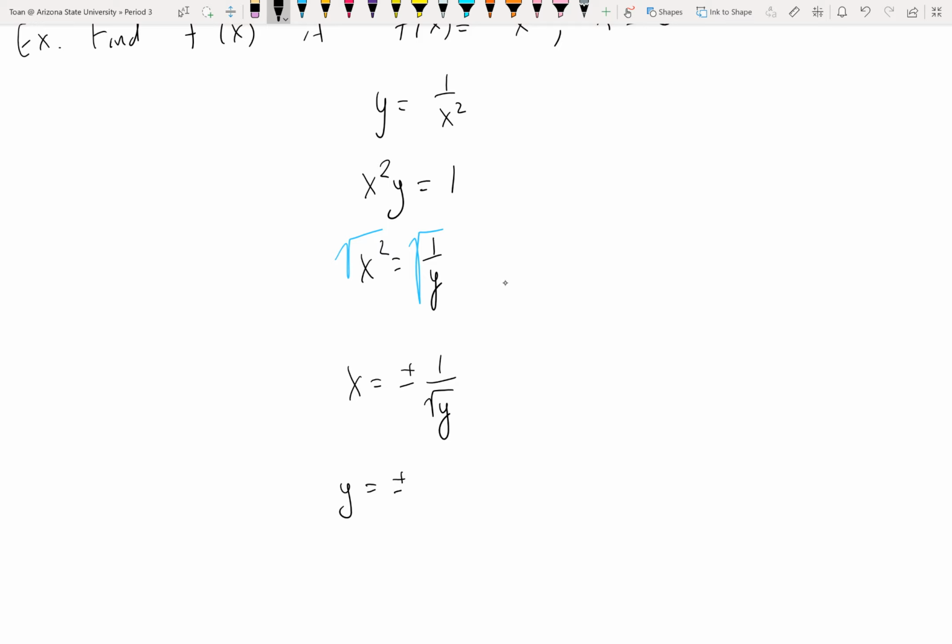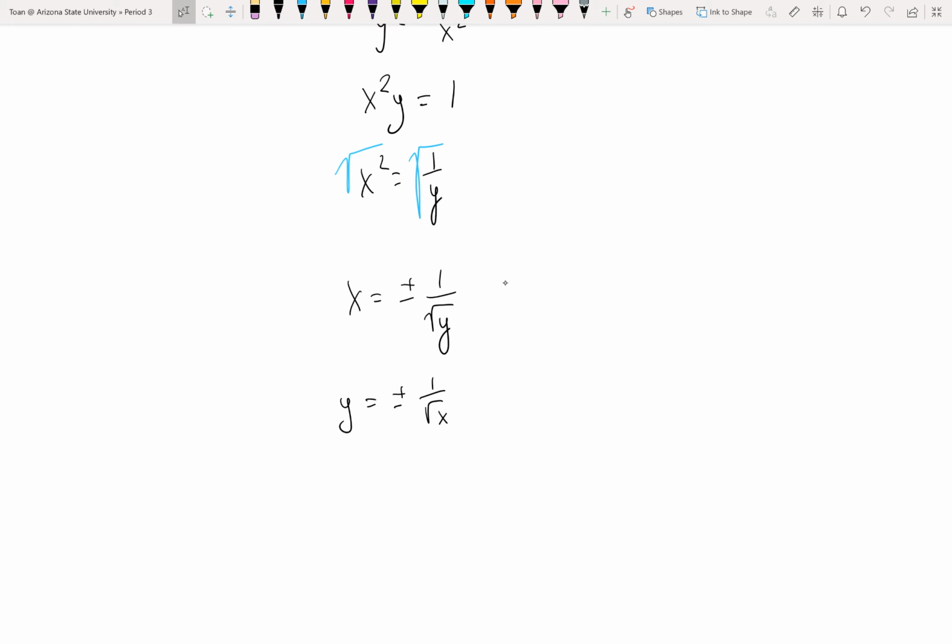Y equals plus or minus 1 over radical x. And then the instruction said find f inverse. So I'm going to put it in function notation. F inverse of x equals plus or minus 1 over radical x. So far, that's pretty straightforward. I didn't do anything too crazy. It's just algebra.